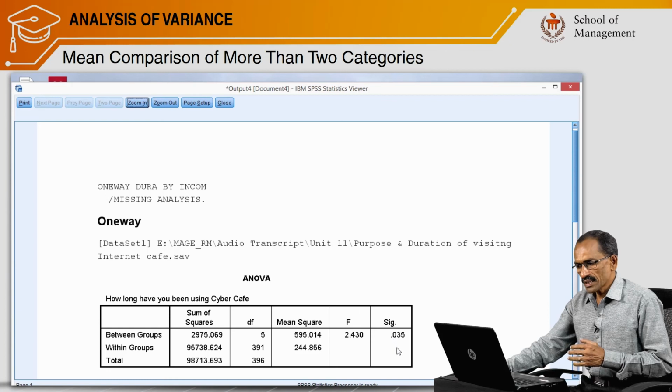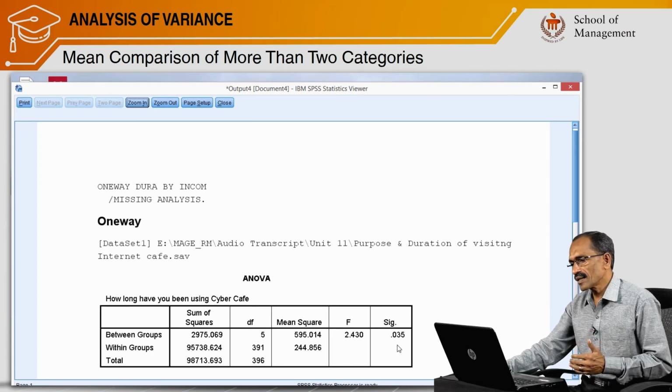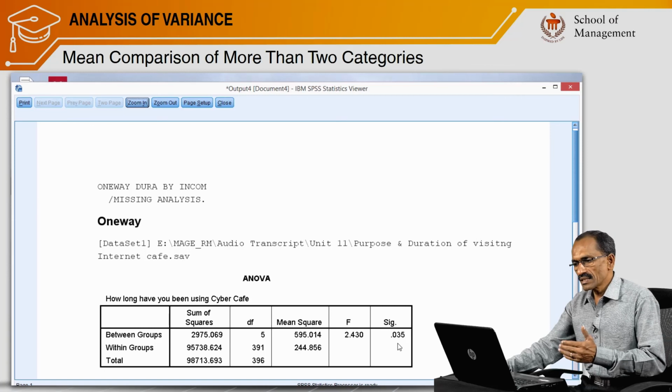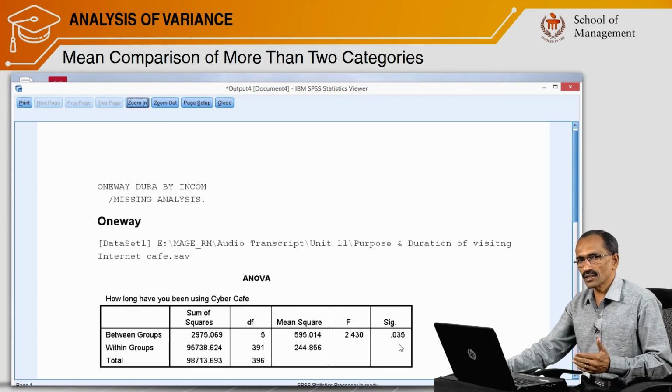The significance value is less than the threshold value of 0.05, so we can convincingly reject the null hypothesis. We can reach the conclusion that income is an influential factor in deciding the duration of internet visit. Let me conclude what we have discussed. We were discussing an important test statistic, the F test, to examine whether the mean value across more than 2 categories would be equal or not.